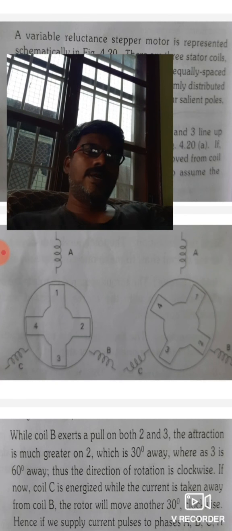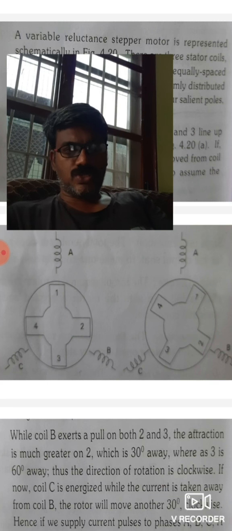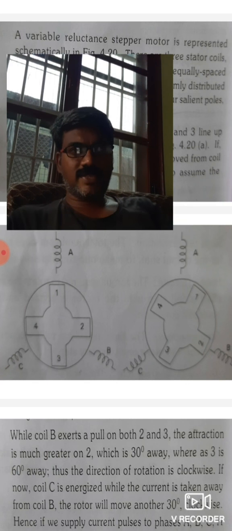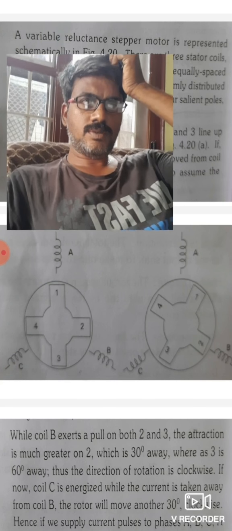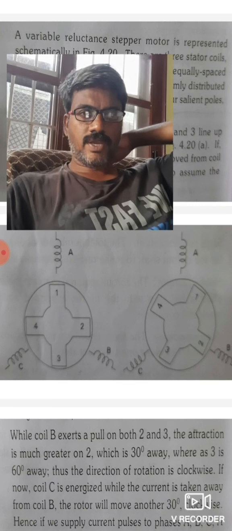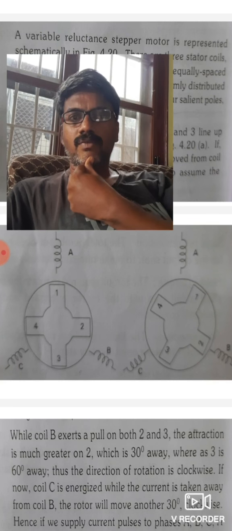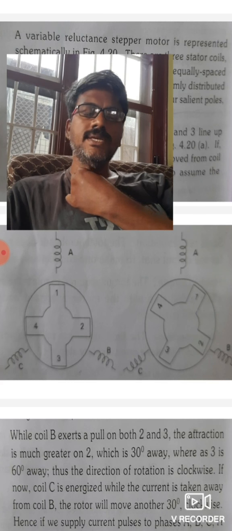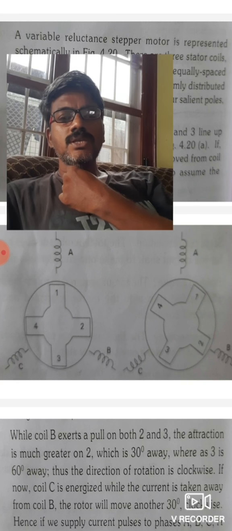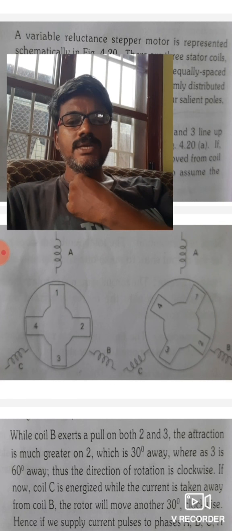So the rotor is a soft iron with 4 salient poles. We can observe 1, 2, 3, 4: there are 4 salient poles. Salient poles means projected poles. So 3 exciting coils or phases A, B, C are 120 degrees apart, that means equally spaced around the circumference. And the rotor has projected poles. The rotor is of soft iron type with 4 salient poles.